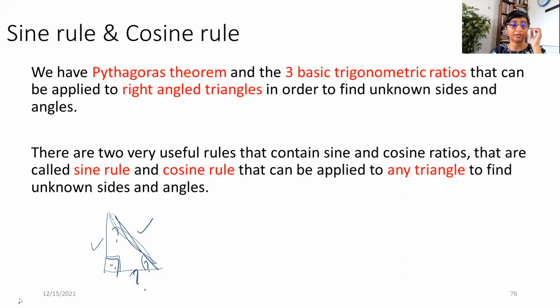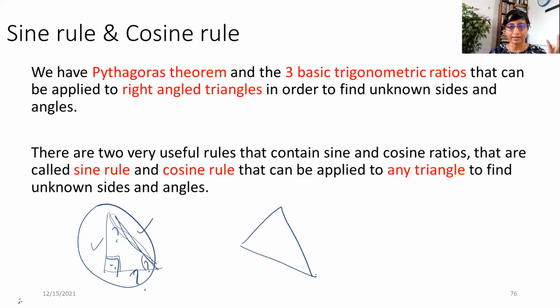If you know a side and one angle, still you can find the other sides and other angles, right? But the question is, don't we have similar things that we can apply on any random triangle? Not just a right angle triangle, what if I have just a normal triangle? We do.